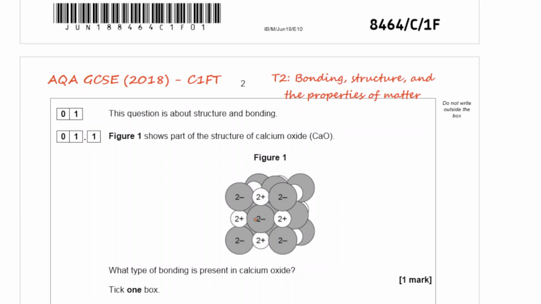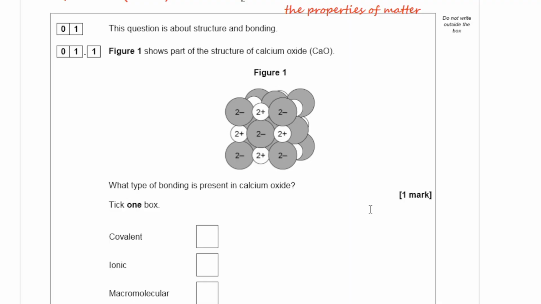So let's have a look at question 1. This question is about structure and bonding. Figure 1 shows part of the structure of calcium oxide. What type of bonding is present in calcium oxide? Now, calcium is a metal and oxygen is a non-metal. So it should be ionic bonding.